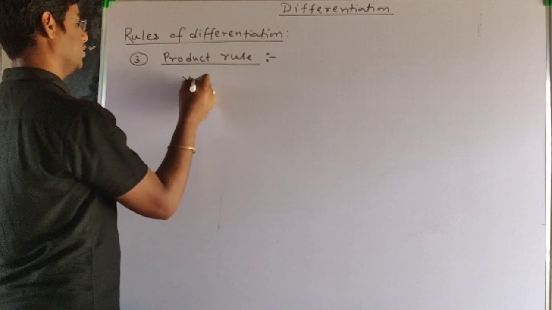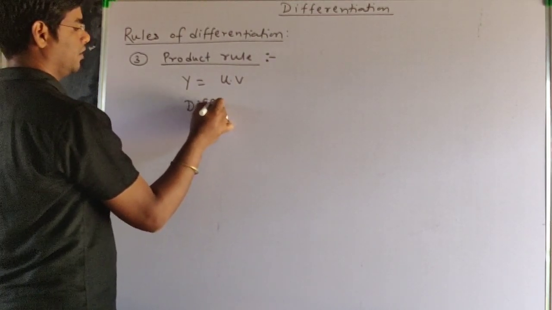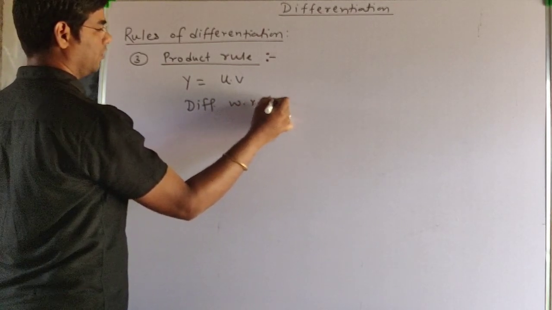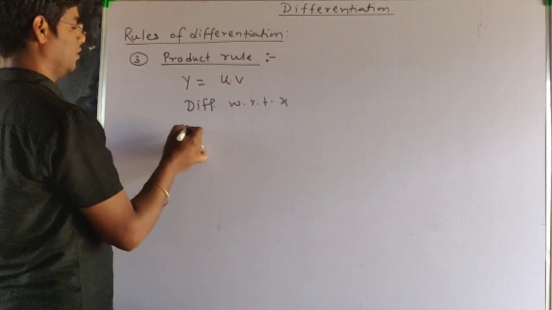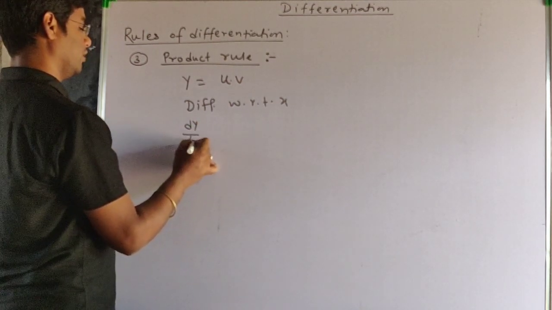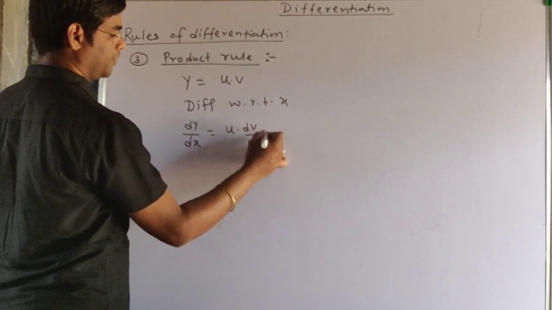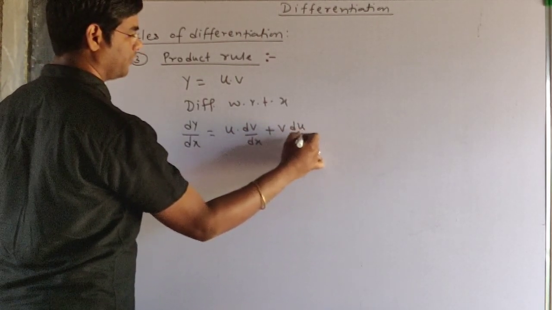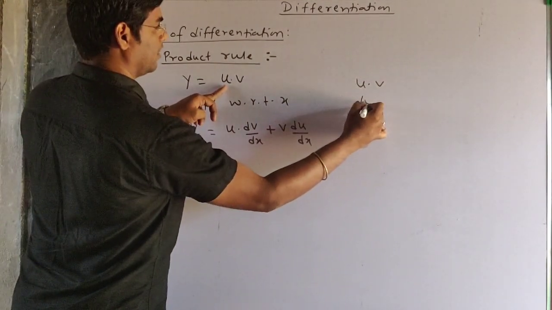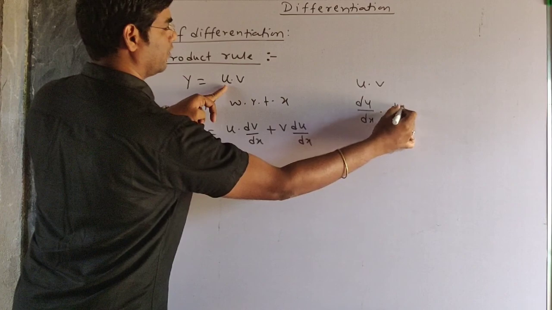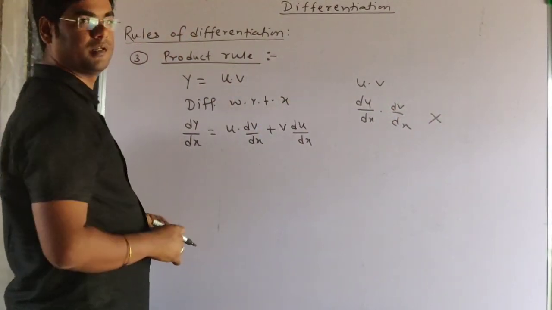Suppose we have y is equal to u into v, and we want to differentiate u into v. Where u and v are the terms of x, means u and v are the variable. So how to differentiate u into v? U into derivative of v plus v into derivative of u. Don't directly do u into v like derivative of u into derivative of v. This is possible only for plus or minus, not for multiplication and division.